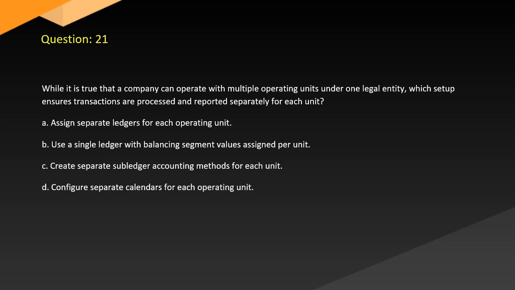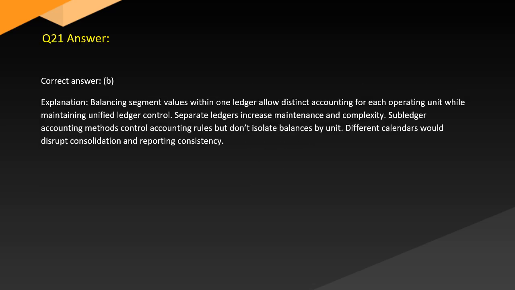Question 21. While it is true that a company can operate with multiple operating units under one legal entity, which setup ensures transactions are processed and reported separately for each unit? A. Assign separate ledgers for each operating unit. B. Use a single ledger with balancing segment values assigned per unit. C. Create separate subledger accounting methods for each unit. D. Configure separate calendars for each operating unit. Answer. Correct answer. B. Explanation.